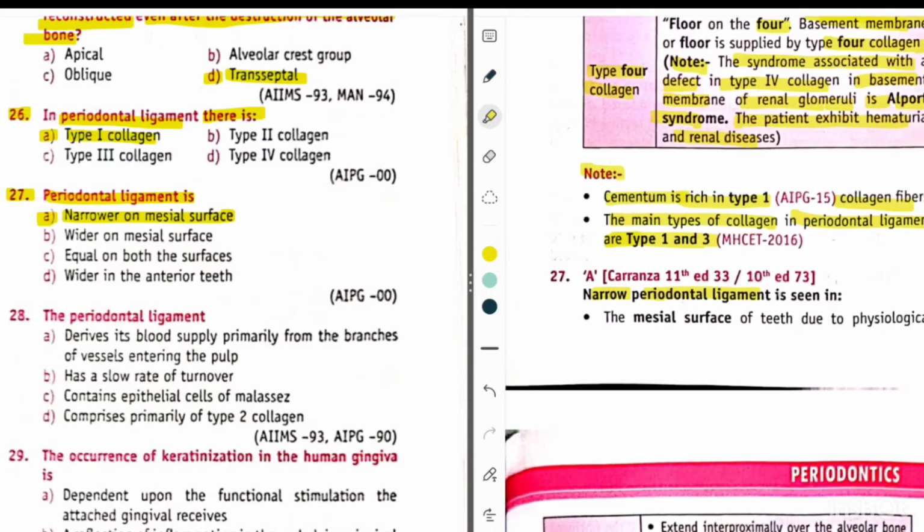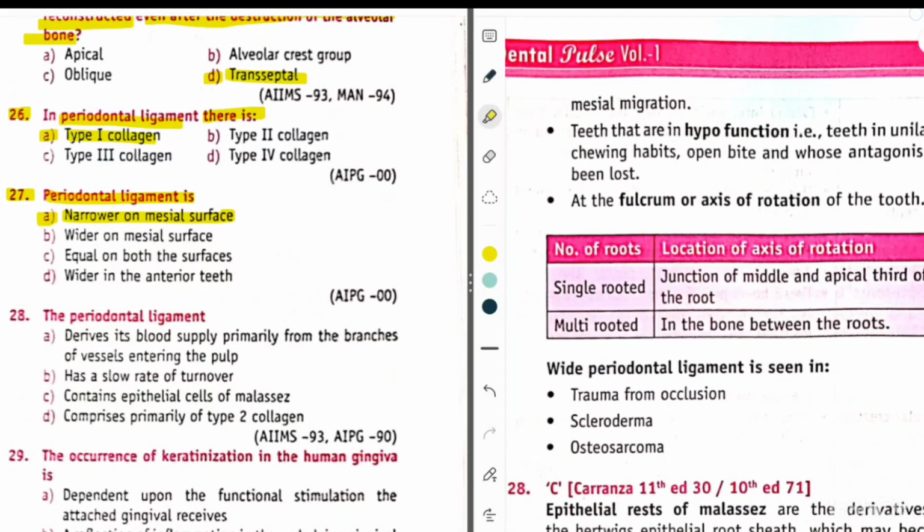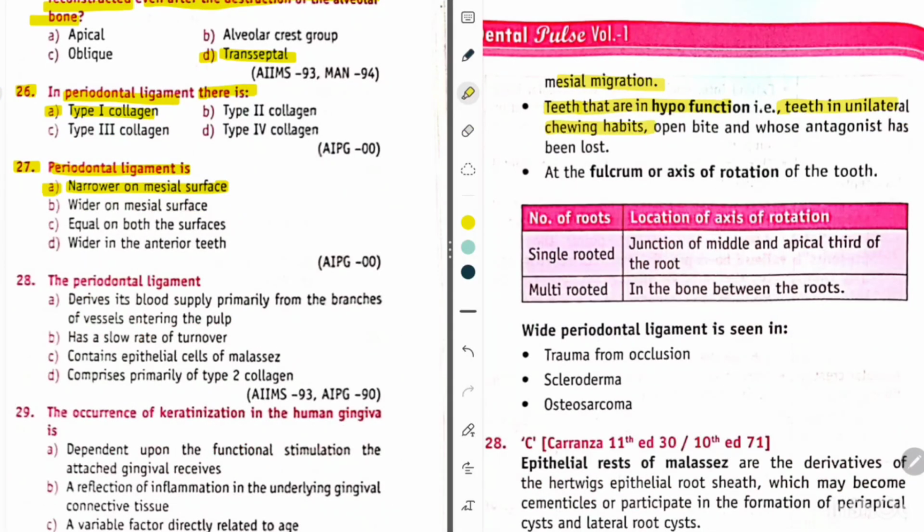Narrow periodontal ligament is seen in the mesial surface of teeth due to physiological mesial migration. Teeth that are in hypofunction, that is teeth with unilateral chewing habits, open bite, and whose antagonist has been lost, and at the fulcrum or axis of rotation of the tooth. In these regions, the periodontal ligament is narrower.